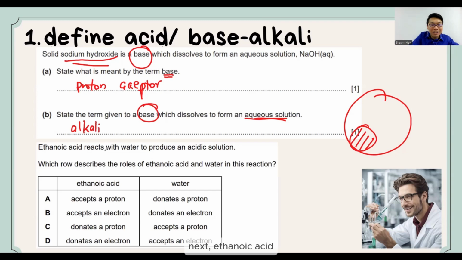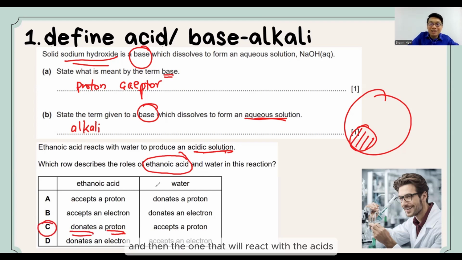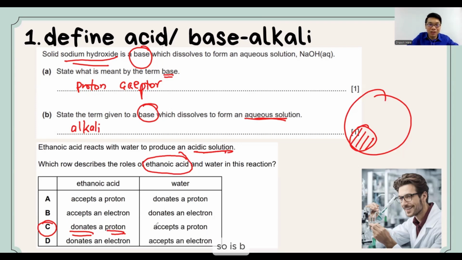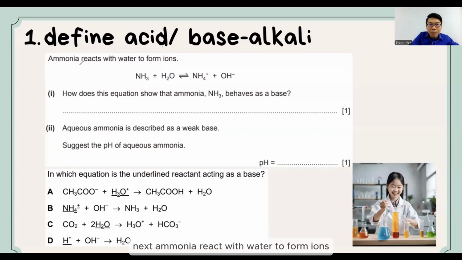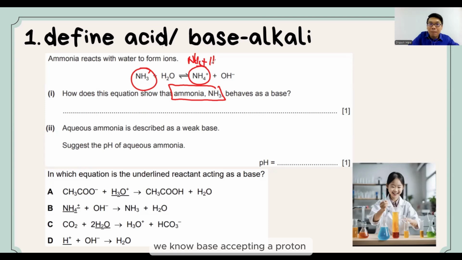Next, ethanoic acid reacts with water to produce acidic solution. Which role describes the role of ethanoic acid? So ethanoic acid is an acid, a proton donor. And then the one that reacts with the acid is actually accepting the proton. So it's C. Next, ammonia reacts with water to form ions. How does this equation show ammonia behaves as a base? We know a base accepts a proton. It's a proton acceptor. That's why it acts as a base.